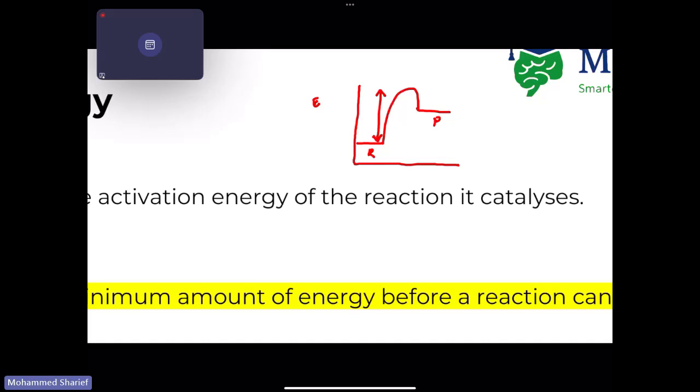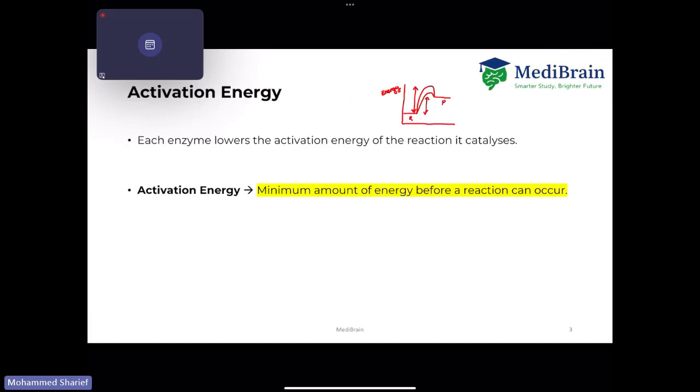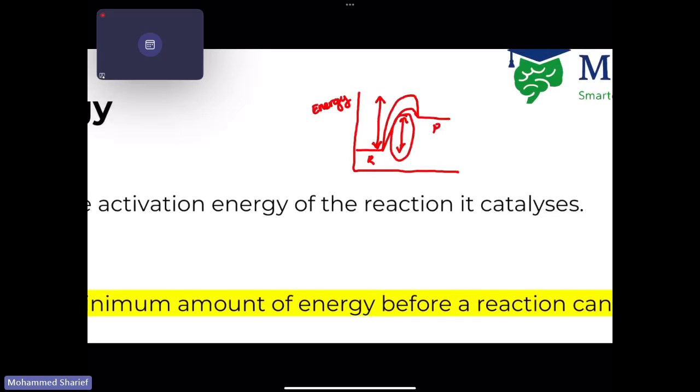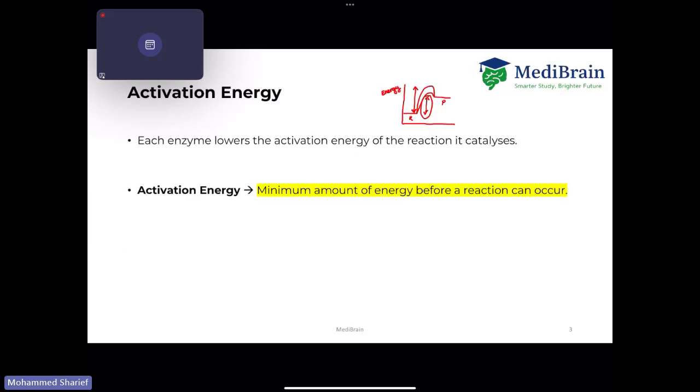Now, what a catalyst does, or what an enzyme does, it reduces the amount of energy required for the reaction to take place. So it lowers the activation energy. So instead of this much energy being required, it can lower it to this much. So only this much energy is required in theory. Over here, we saw that a lot of energy was initially required, and then after we added the catalyst, much less energy was required. It lowers the amount of energy required for the reaction to take place. And that's what basically the activation energy is.